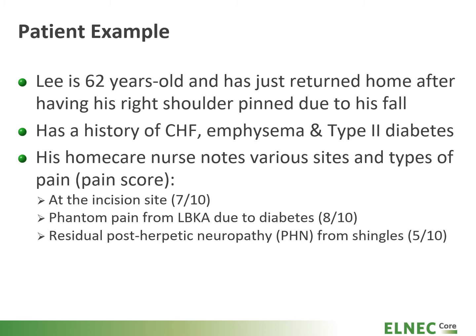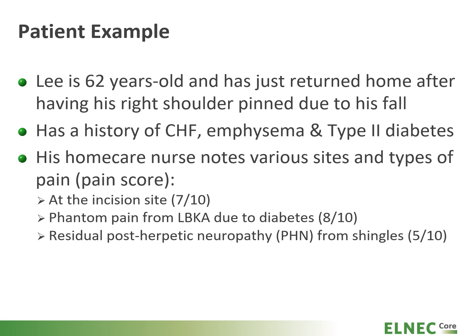So let's look at an example of a patient. So Lee is a 62-year-old that has just returned home after having his right shoulder pinned due to his fall. So that is a surgical procedure to repair a fracture in his right shoulder. He has a history of heart failure, emphysema, and type 2 diabetes. His home health nurse notes various sites and types of pain with pain scores. So incisional pain is a 7 out of 10. Phantom pain from left below the knee amputation secondary to diabetes is an 8 out of 10. Residual post-herpetic neuropathy from shingles is a 5 out of 10.